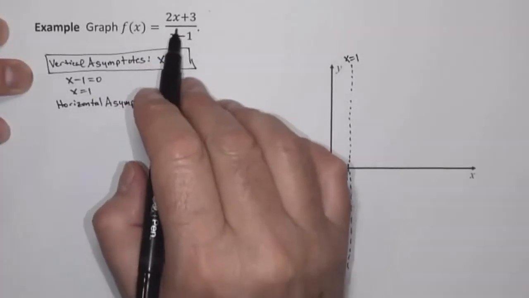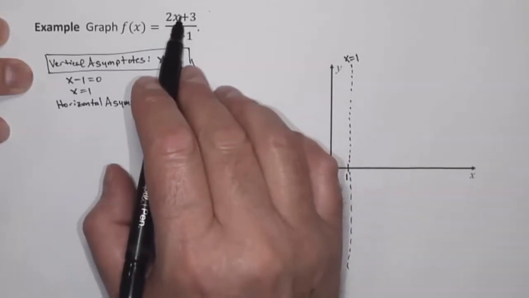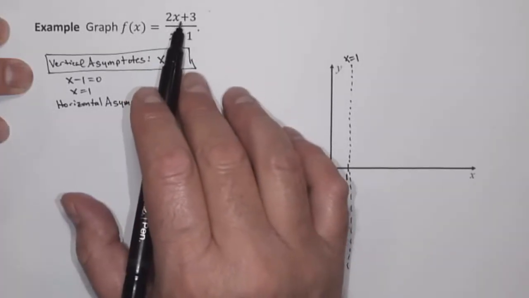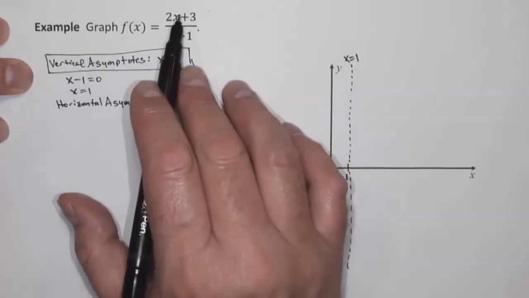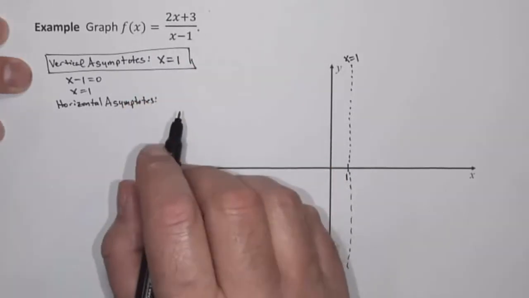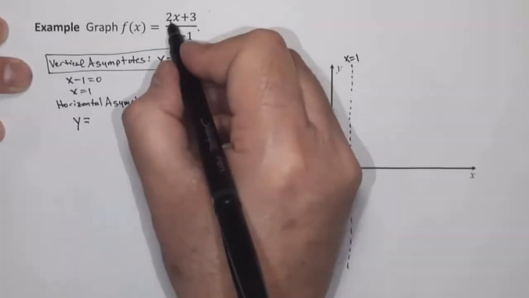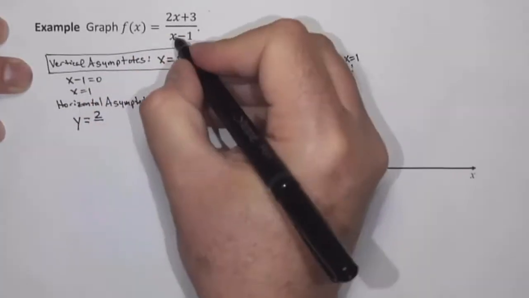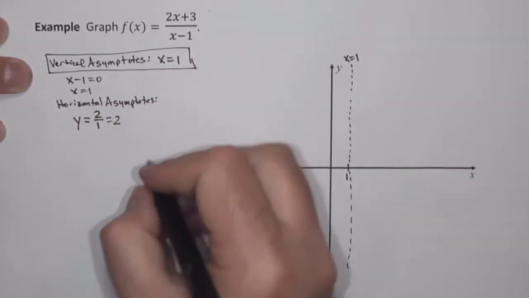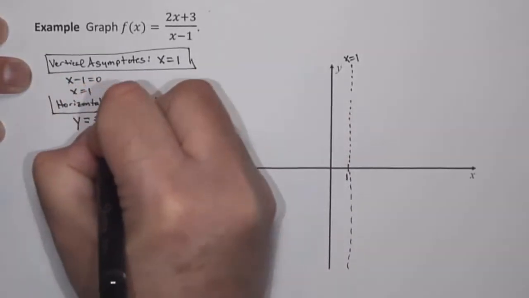Well, I look at the degree of the numerator and the degree of the denominator. Notice that the degree of the numerator is 1 and the degree of the denominator is 1. So the horizontal asymptote is going to be the leading coefficient of the numerator divided by the leading coefficient of the denominator. So it's going to be a horizontal line, y equals, the leading coefficient of the numerator is 2, the leading coefficient of the denominator is understood to be 1, and 2 divided by 1 is 2. So our horizontal asymptote is the horizontal line, y equals 2.